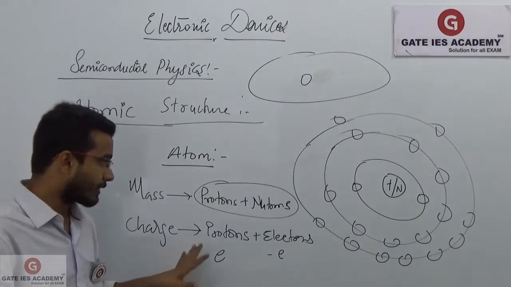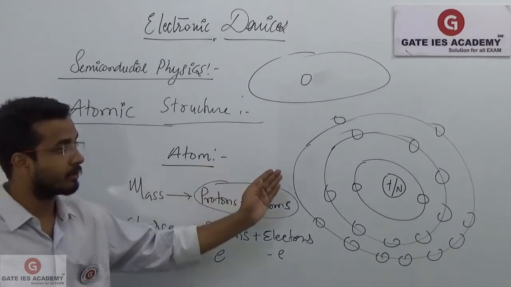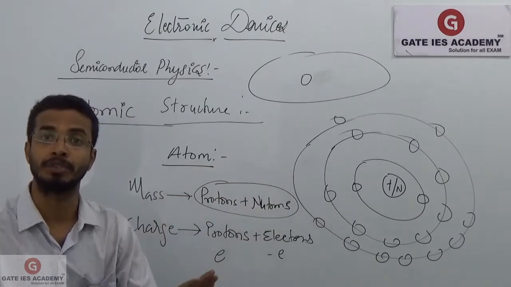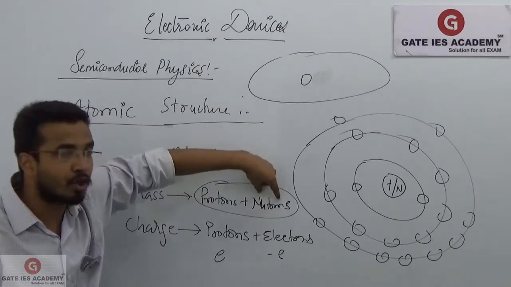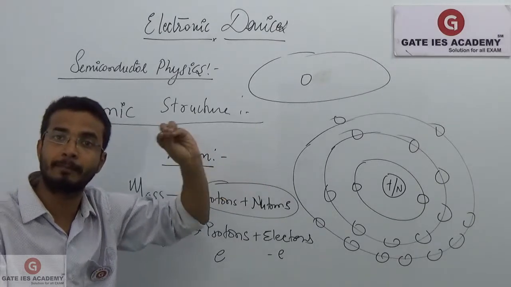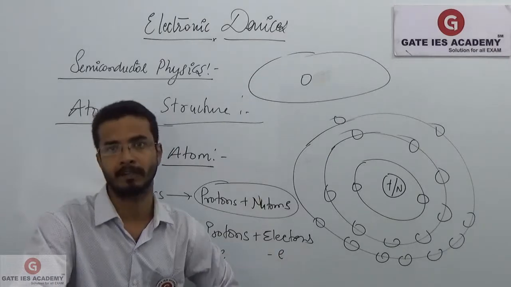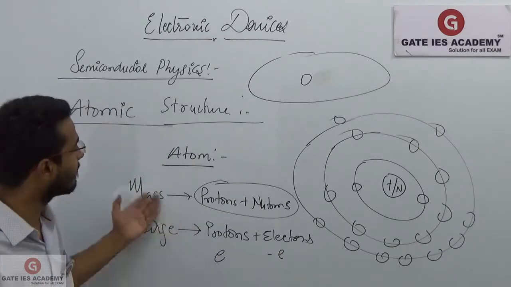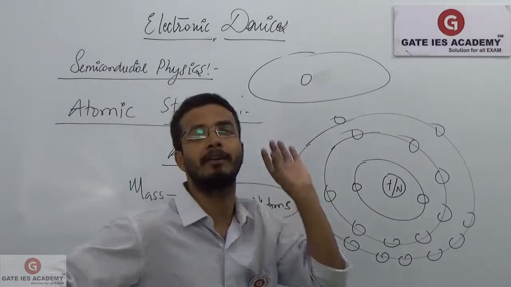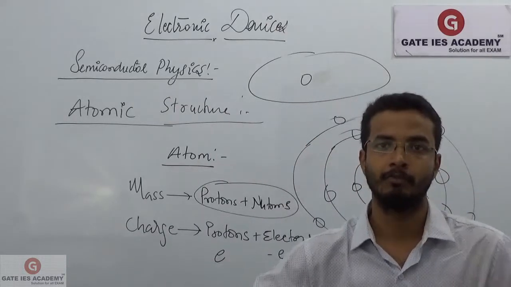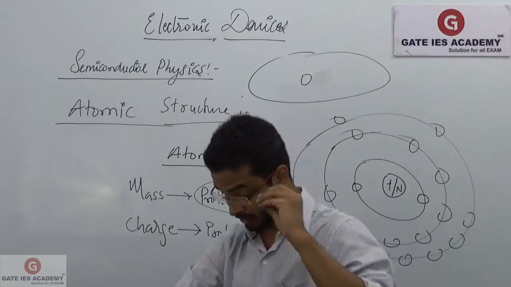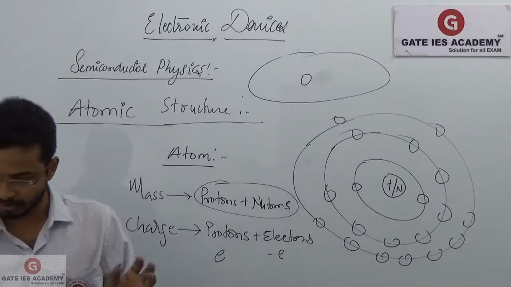Okay? But I know that atoms are electrically neutral. So the neutron will never participate in conduction or any particular charge distribution. In the charge distribution, only the proton and electron will participate. So this is the basic atomic structure of any particular material, whether that is a gas, solid or liquid, whatever it is.